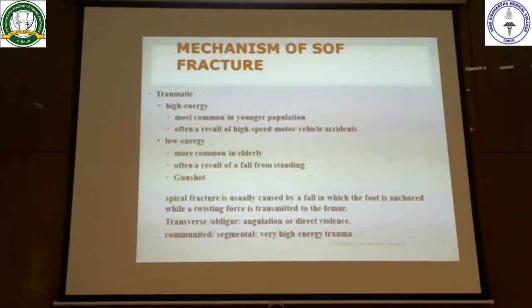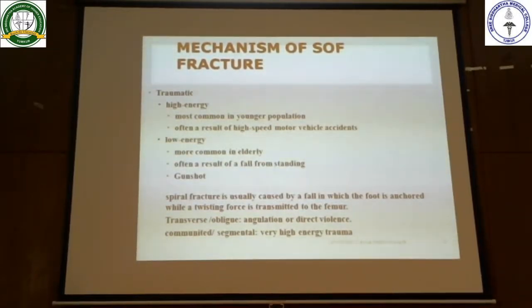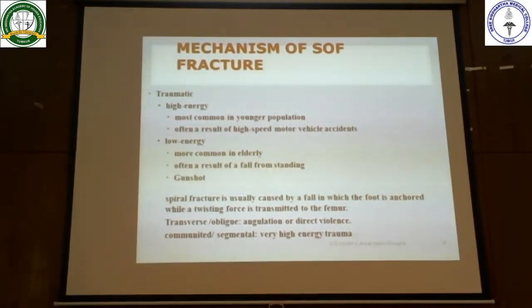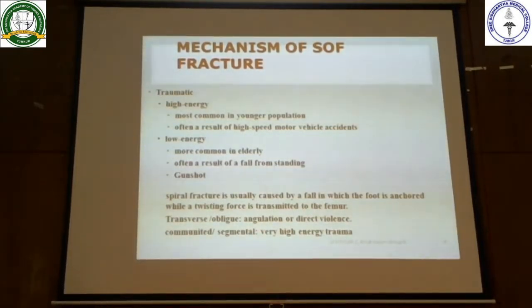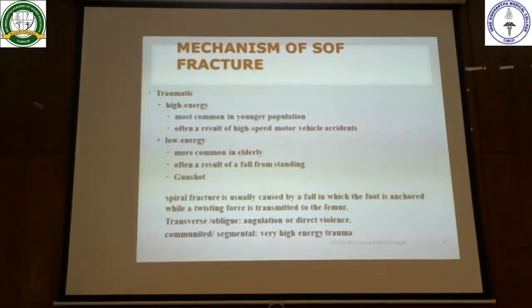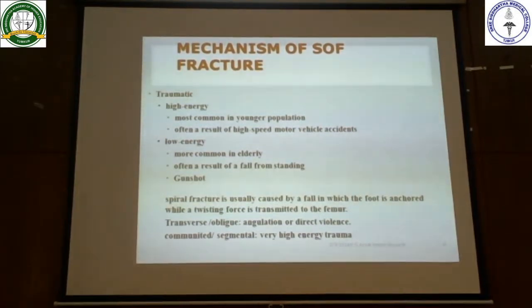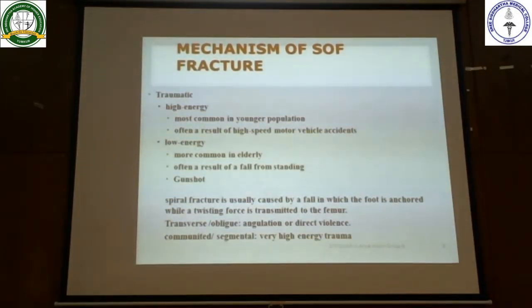Again, etiology very briefly, like I already mentioned, usually it's high energy and it is very common in the younger population as a result of MVA, that is motor vehicle accidents. Whereas in the elderly age groups, we usually encounter fractures like neck of femur fracture and intertrochanteric fractures. But of course, shaft of femur fracture can also happen in the elderly. There it is more common due to a fall from standing, or maybe gunshot injuries, which are not very common in our country. But in Western countries, you can always encounter something like that due to gunshot injuries.